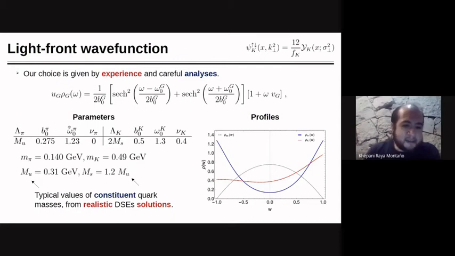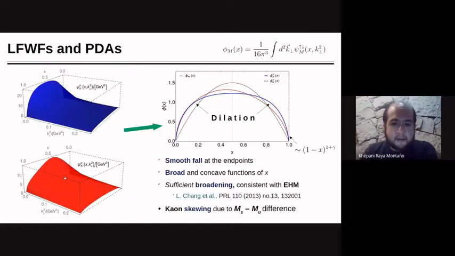And we have fixed the parameters for the pion sector to match Minghui's PDF, and the parameters in the kaon to produce the Dyson-Schwinger equation result for the kaon PDA. We have some values here. The masses of the U and the S quark can be understood as constituent quark masses, and we get these values from the realistic Dyson-Schwinger equation solutions.